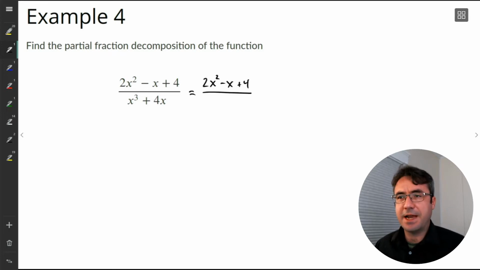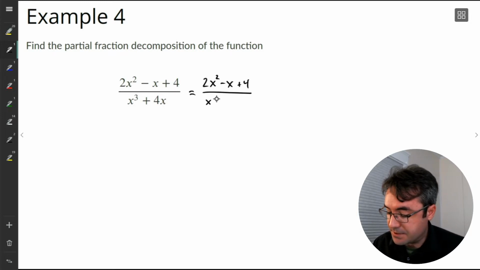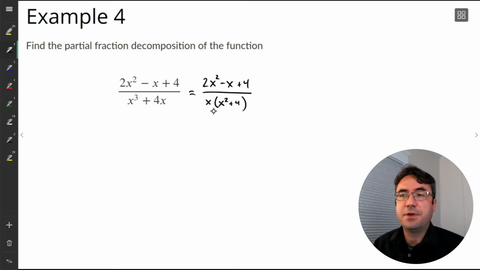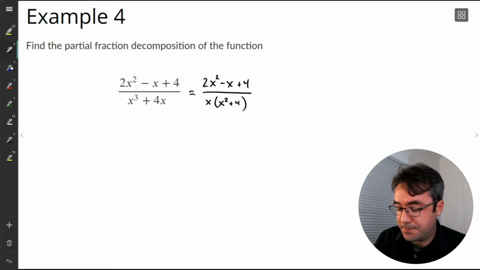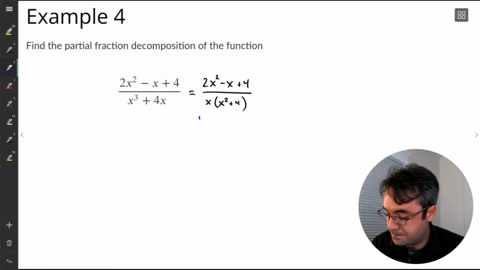Let's factor our denominator. How is that going to factor? Well, we have an x cubed here, and then we also have a 4x. Both of those have an x in them, so we can factor out an x. Then we're left with an x squared plus 4. And this x squared plus 4 is not going to factor any further. We'll actually see why in a few minutes. But for now, we'll just say this is an irreducible quadratic. We'll check this in a few minutes.